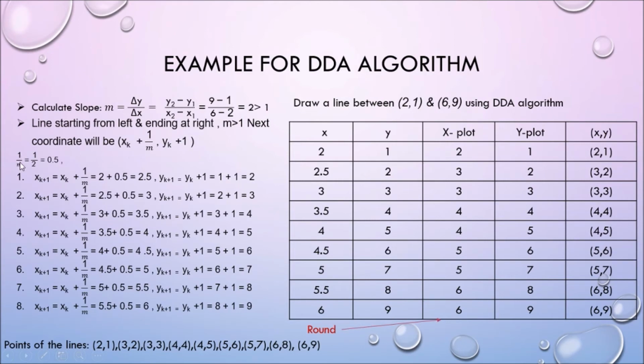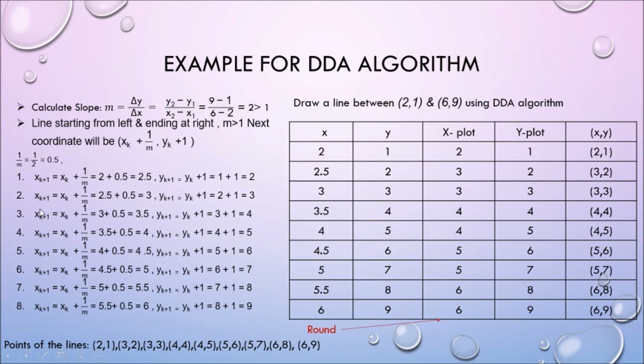We will use 1 divided by m all the time. We will add it to xk. That's why it will be easy to calculate it from the beginning, then add it at every iteration. So 1 divided by m equals 0.5. We calculated it. Now we can start our calculation. The first time, we need to write the initial points 2, 1, and we will plot them as they are. So our first point of the line is 2, 1, as it is given here.